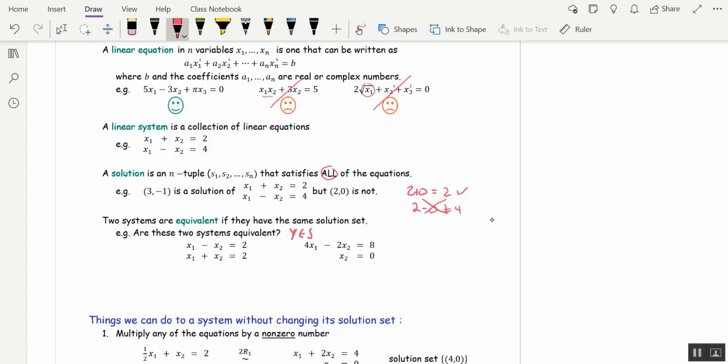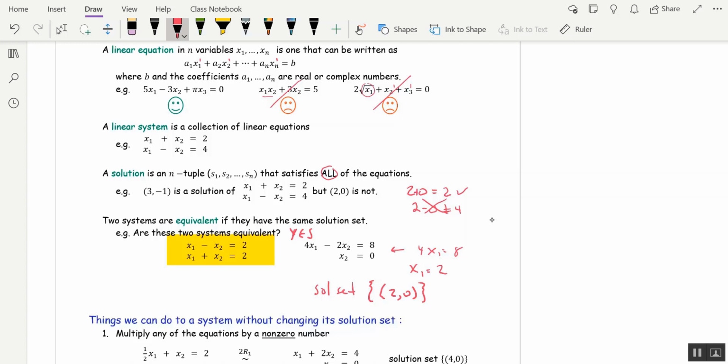So how can I determine that? Well, let's do the easy one first. If x2 is 0, then the top equation would read 4x1 equals 8. So x1 would have to be 2. So the solution set to this second system is the single ordered pair (2, 0). There's one solution. All right, now let's go over to this system.